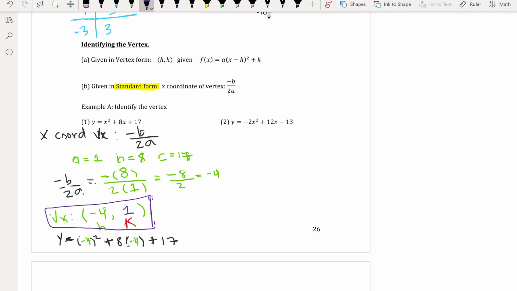Okay, now I'm going to do the exact same thing for number 2. So I'm going to plug in my -b over 2a. So I want to identify my a, my b, and my c value. So, actually let's write it over here. So my a value is equal to -2. My b value is equal to +12. And my c value is equal to -13.